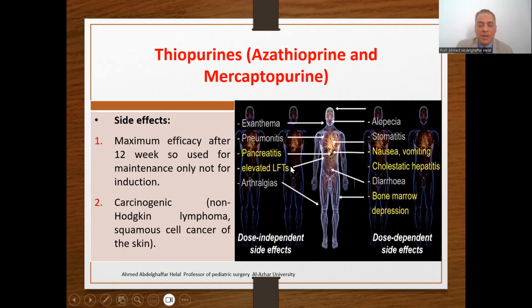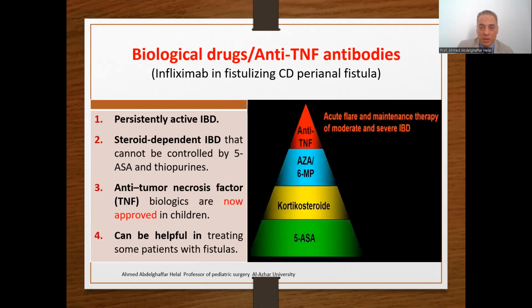This summarizes some side effects of azathioprine: pancreatitis, elevated liver function, nausea, cholestatic hepatitis, bone marrow depression. The maximum efficacy is at 12 weeks, so it is used for maintenance, not for induction, and nowadays it is classified as carcinogenic, and may induce non-Hodgkin lymphoma and squamous cell cancer.